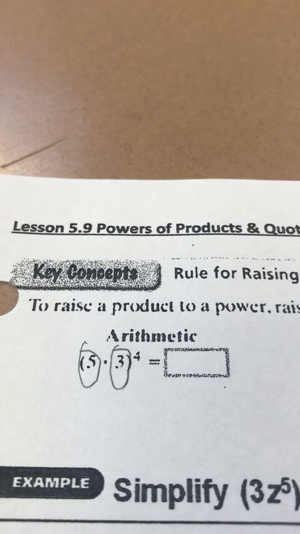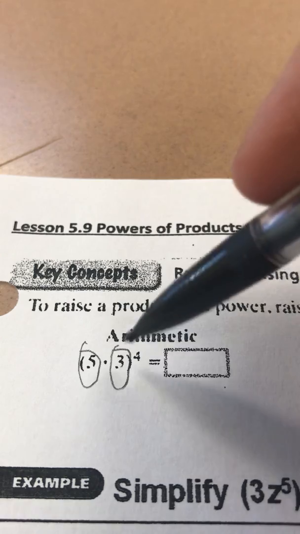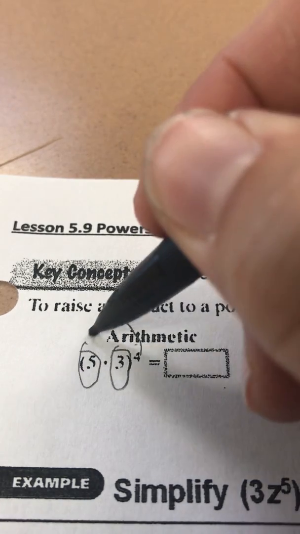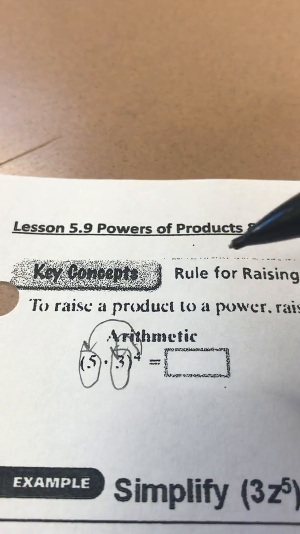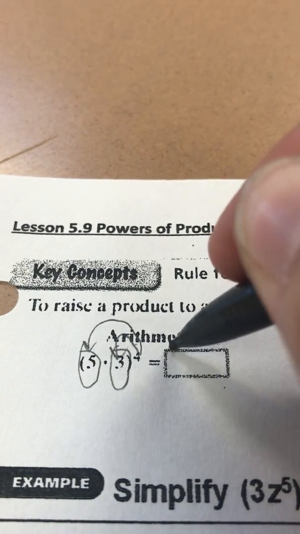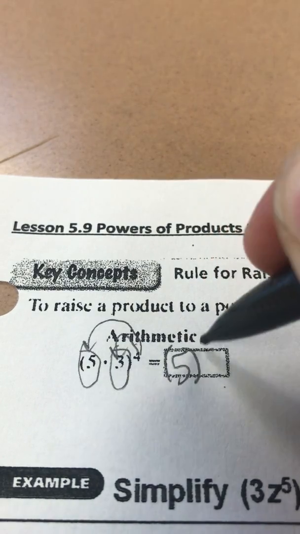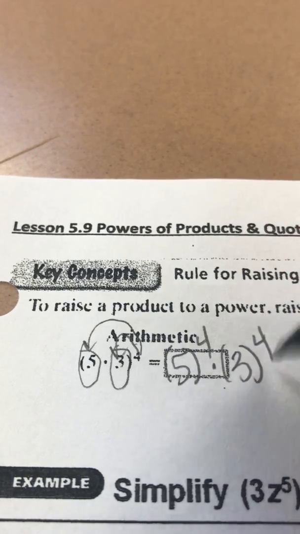So I'd like to circle each of the factors so I know what is being raised to the 4th power. This 4 is on everything in the parentheses. So it has to go to the 5, and it also has to go to the 3. When you're writing this down, I like to write each factor in parentheses to separate them. So we have 5 to the 4th times, parentheses, 3 to the 4th.